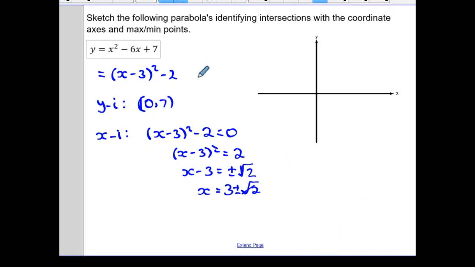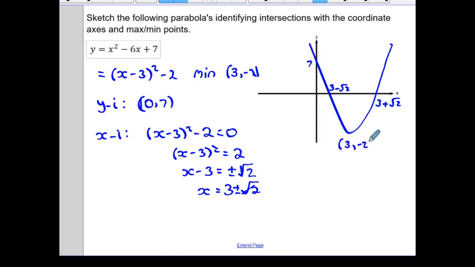So we can now sketch it. Just our minimum, forgot to say, was at 3, negative 2. So our minimum is over here somewhere, 3, negative 2. Our y-intercept is up here at 7. It's not the best sketch, just my laptop not keeping up. Here is 3 plus root 2. This would be 3 minus root 2. 7, and then our minimum, 3, negative 2.